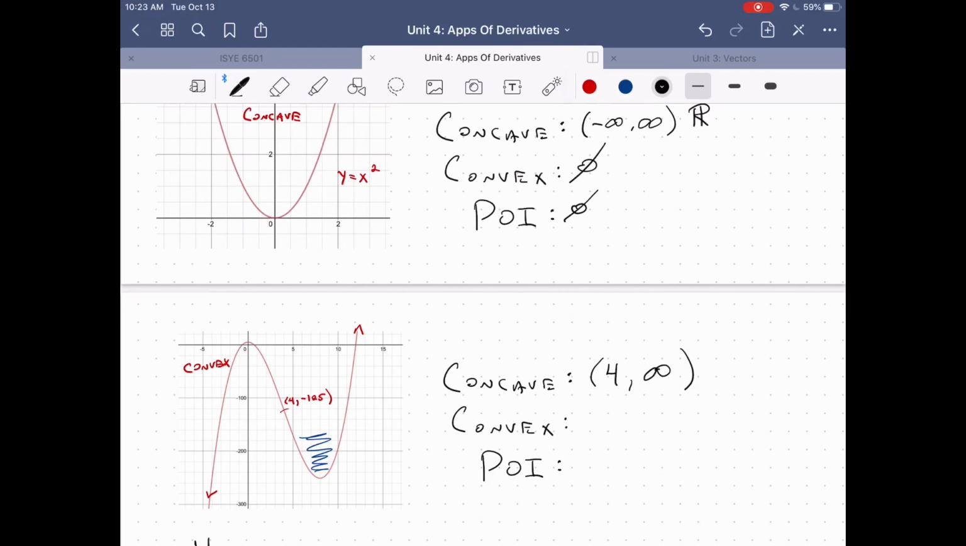Using that point of inflection of 4, I would say that it stops being convex at 4. And as you go off the chart down to the left, we can assume that the graph continues to be convex forever. So it would be negative infinity. And then the point of inflection would be 4, negative 125.